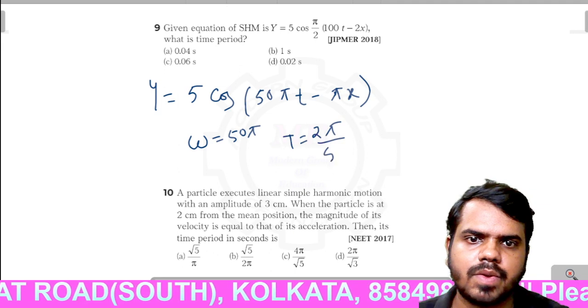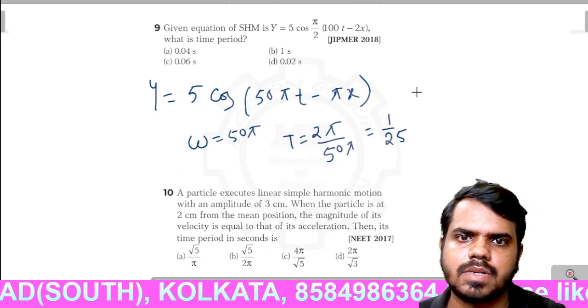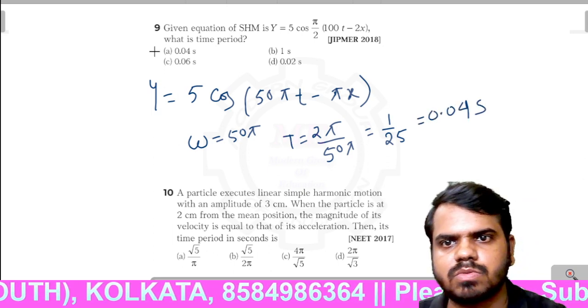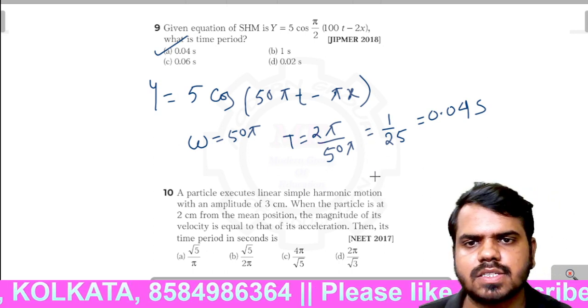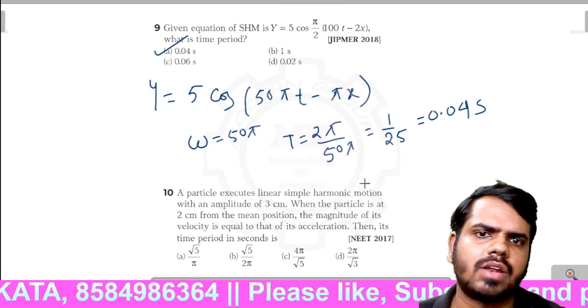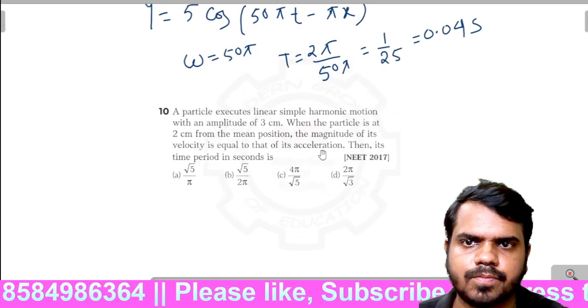Now the time period is 2 pi by omega. That means 2 pi by 50 pi, that means 1 by 25 second, that means 0.04 seconds. So option A is the correct answer. At most you will have 10 to 15 seconds to calculate all these questions. Okay, so please practice like this.